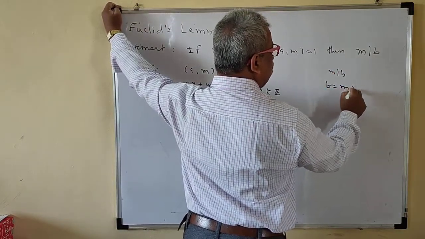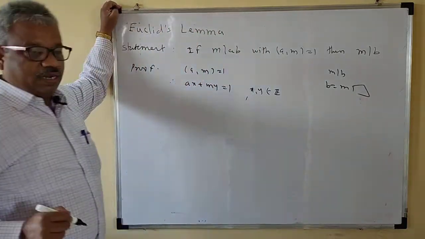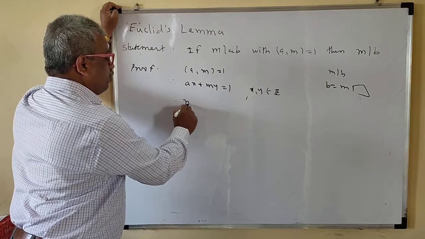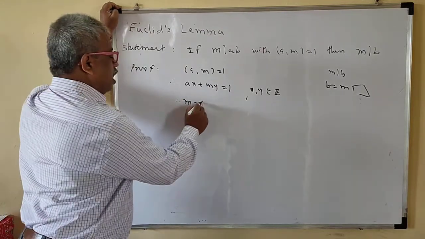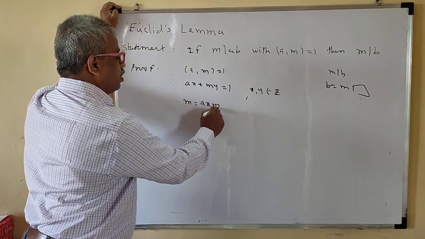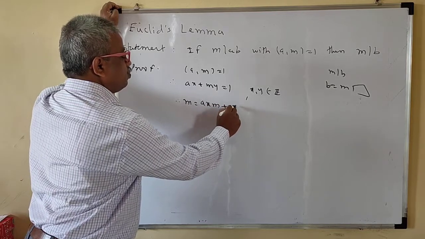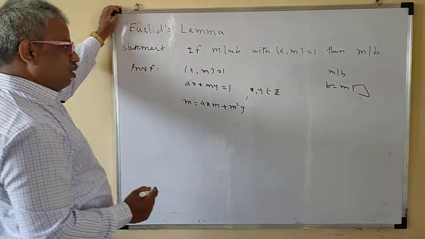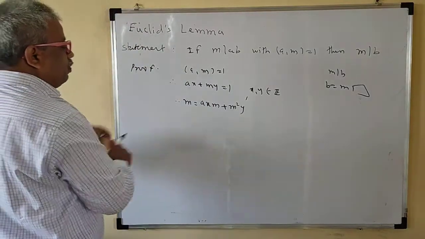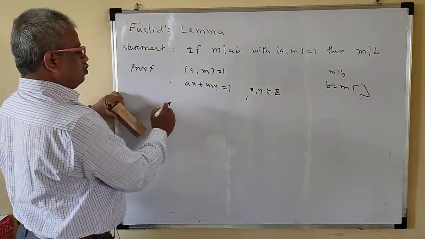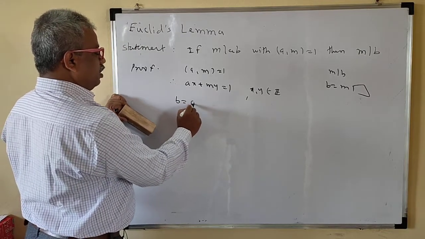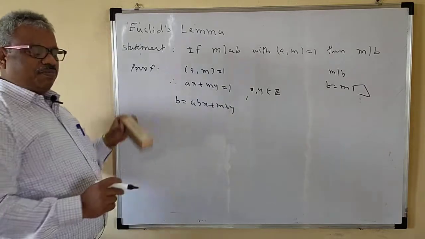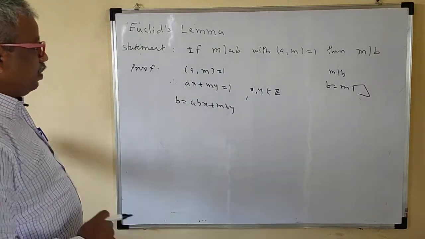That means B is equal to M times some number. So I multiply by M now, which gives M equals AXM plus M squared Y. But I have to prove something about B, so I should multiply by B now, not M. So B is equal to ABX plus MBY. You can shift B anywhere.